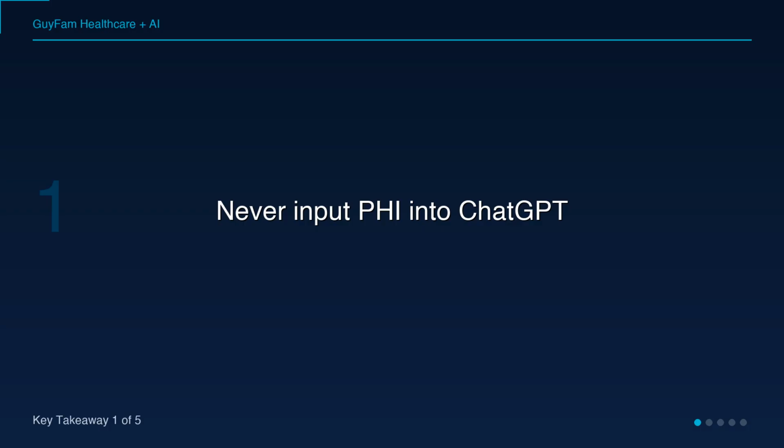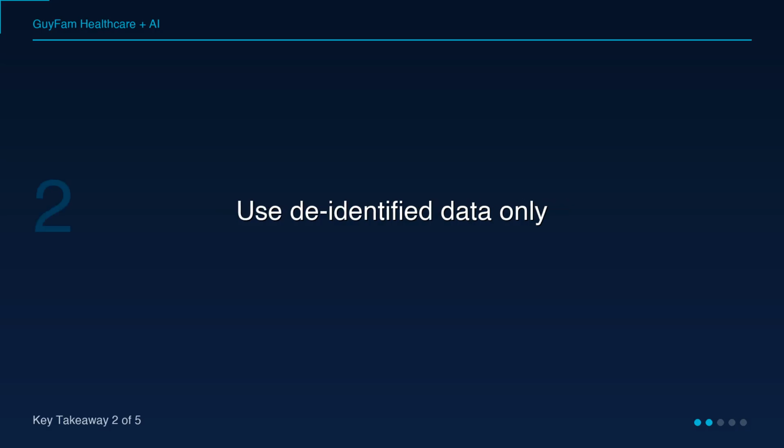Number 1. Clinical education and reference. Asking ChatGPT to explain the mechanism of action of a medication, review treatment guidelines for a condition, or summarize current evidence on a clinical question. None of this involves patient data. You're using it like a very good medical textbook. Zero HIPAA risk.